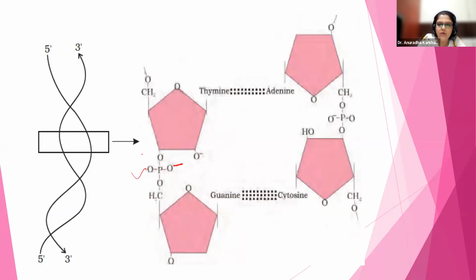Ribose sugar. Look at this. It is attached with the 5th carbon. This 5th carbon, correct? So this is the lower sugar. The phosphate is attached to the lower sugar's 5 prime end. This is your 5 prime end.